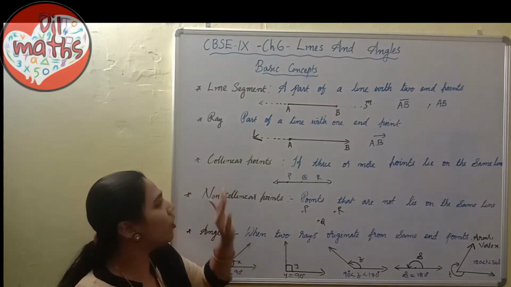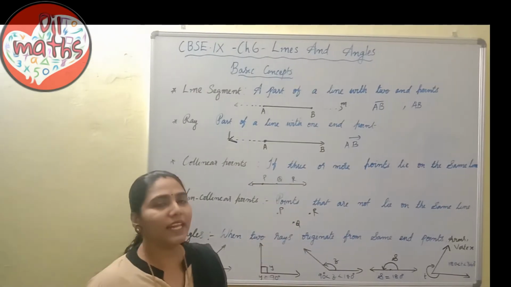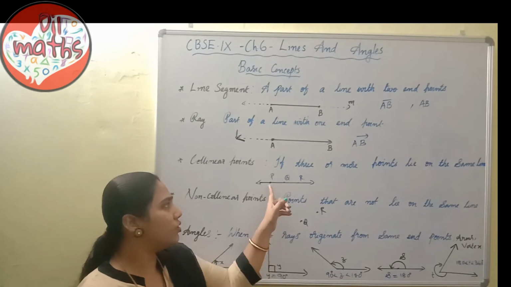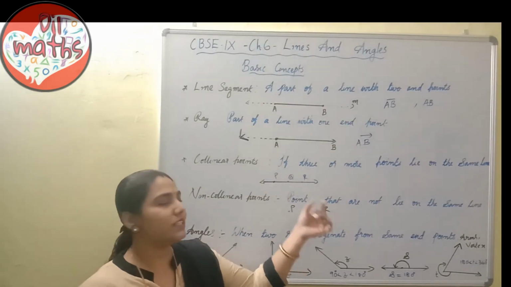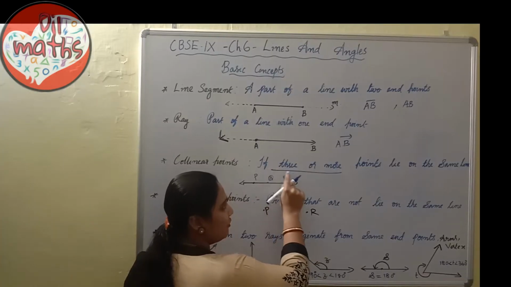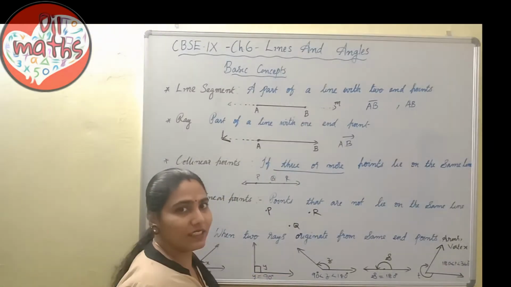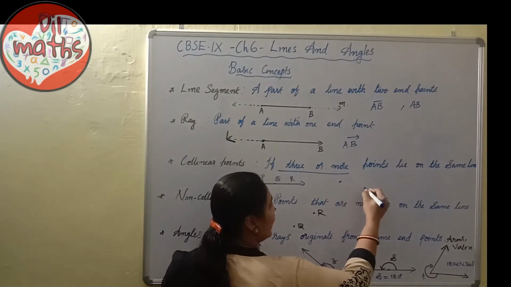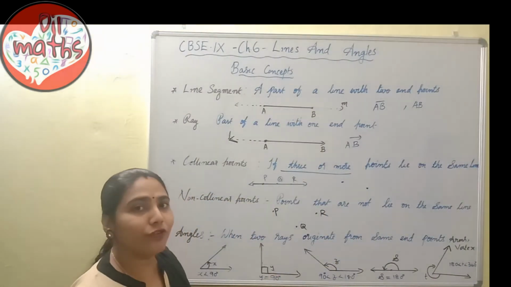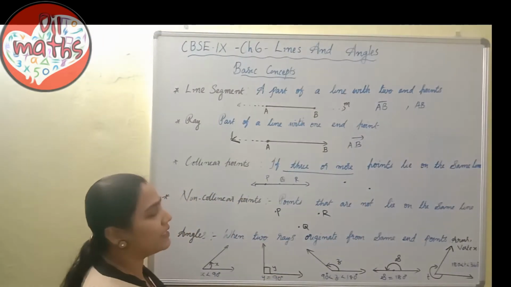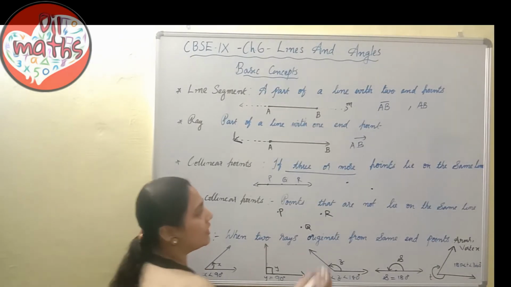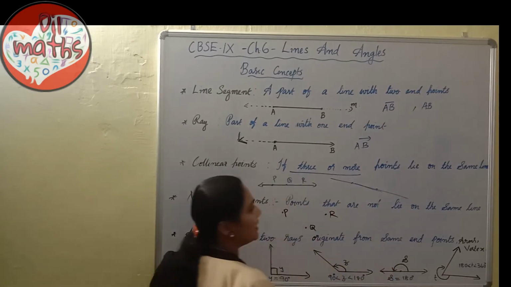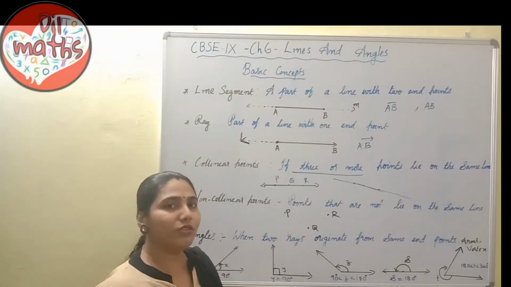And the next point is collinear points. If 3 or more points lie on the same line, we call those points collinear points. Here I took 3 points P, Q, R. Why are we saying that 3 or more points lie on the same line? If you are taking 2 points, it is easy to find a line which is passing through these 2 points, isn't it? We can draw like this. It is easy to find a straight line passing through 2 points.